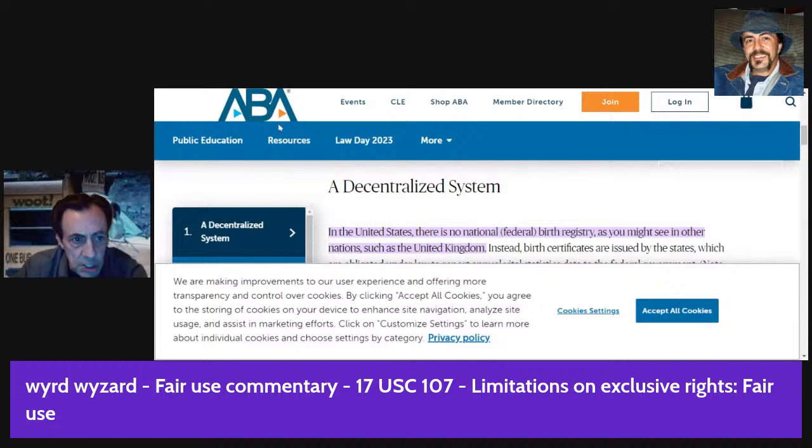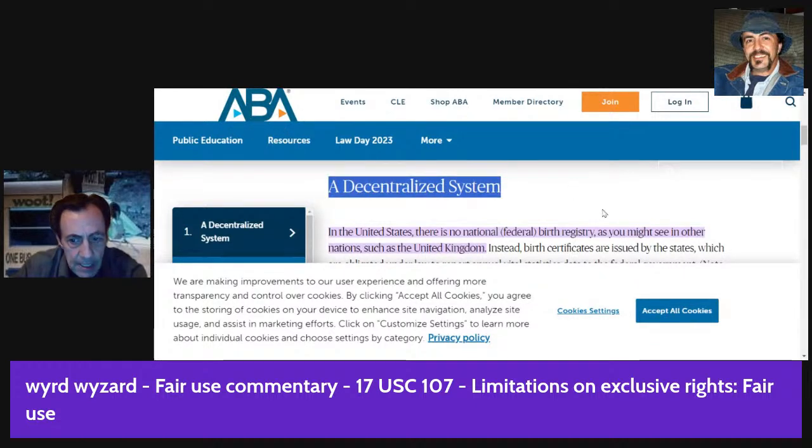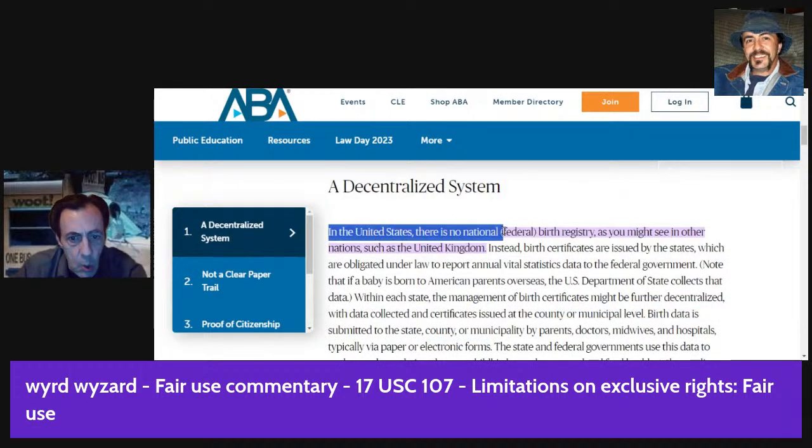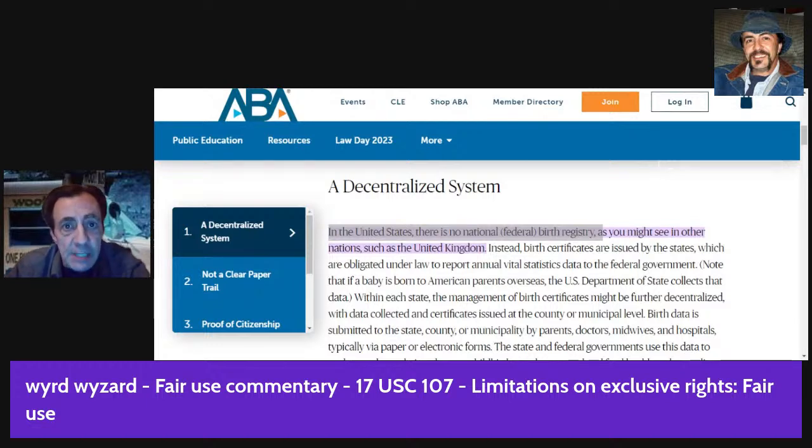This is the American Bar Association, a decentralized system. In the United States, there is no national federal birth registry. End of story, folks. Under 5 U.S.C. 301, there creates an impossibility of being born in the United States under a birth registry. There is no such record. I'll be clear. This is in agreement with the American Bar Association.